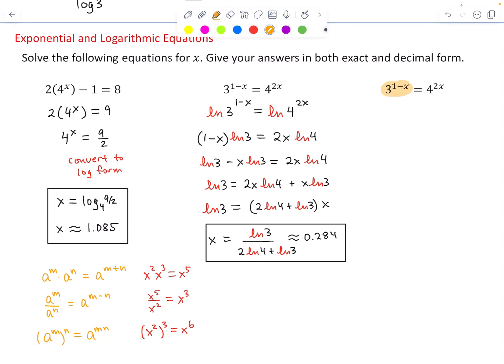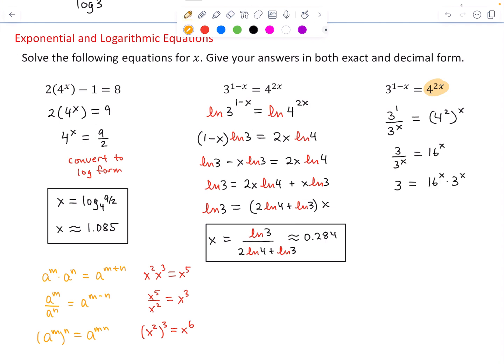So this left-hand side of my equation can be rewritten as 3 to the 1 divided by 3 to the x. And the right-hand side of my equation can be written as 4 squared and then to the x. So this gives me 3 over 3 to the x must be equal to 16 to the x. Now I will multiply the 3 to the x to the other side.